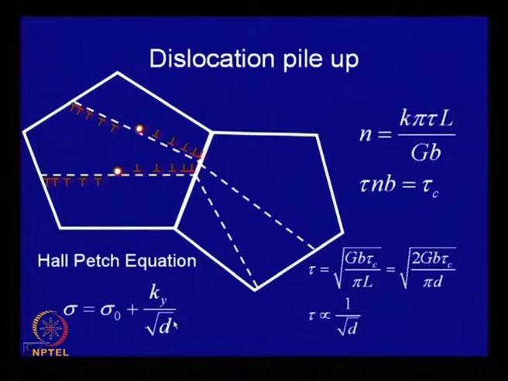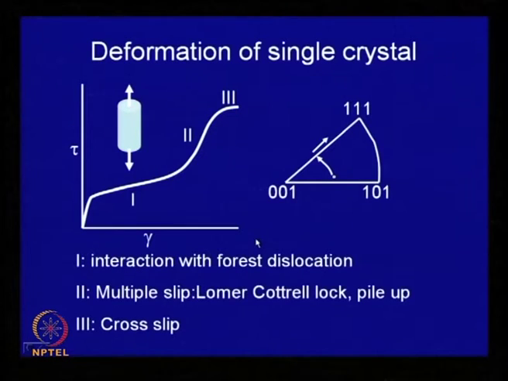So, what it says is, if the grains are finer, the strength of the material will be higher. This is an important mechanism of increasing the strength of a material. If you want a stronger material, you make the grain size finer. Now, with this, we are in a position to go back and find out the mechanism of deformation of single crystals.